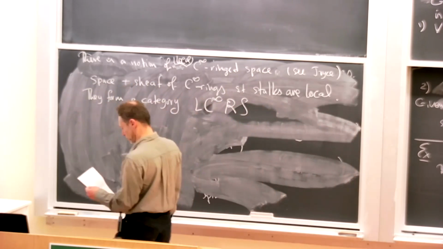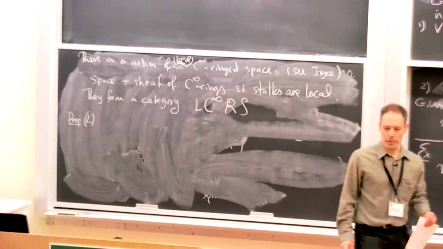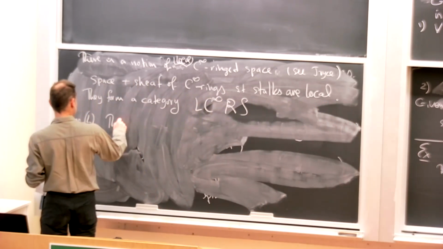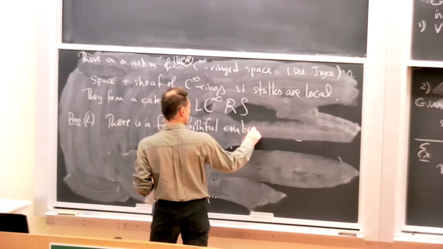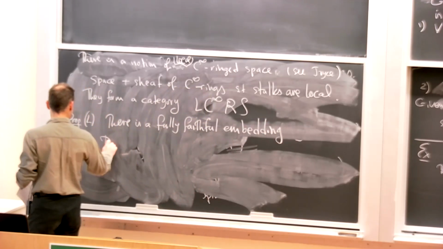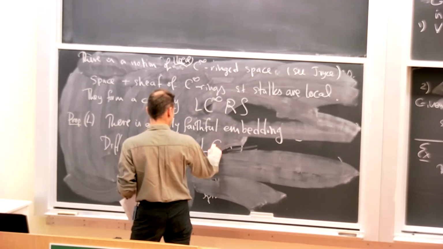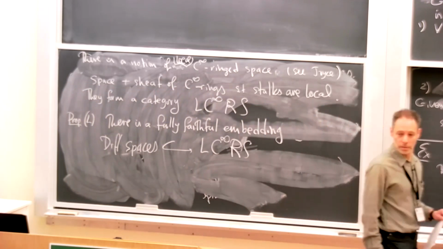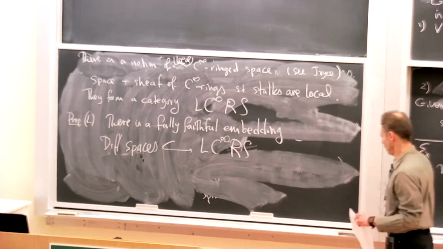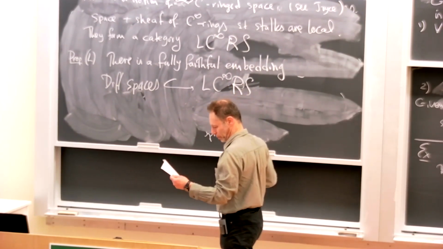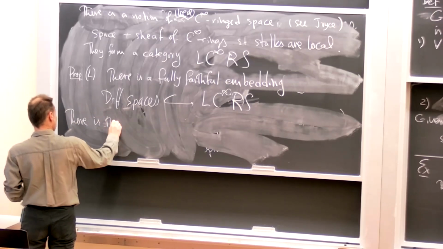Right. So here is a proposition that I think hasn't been proven yet because nobody wanted to. There is a fully faithful embedding of Sikorski differential spaces into local C infinity ring spaces. So you can have a different definition. And I wasn't going to do this, but I think I will. Okay, there is a global sections functor. The global sections functor.